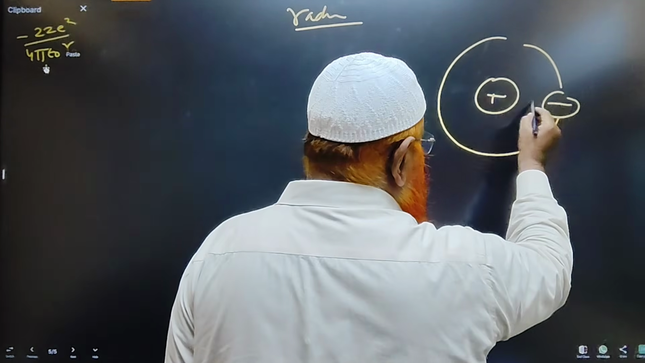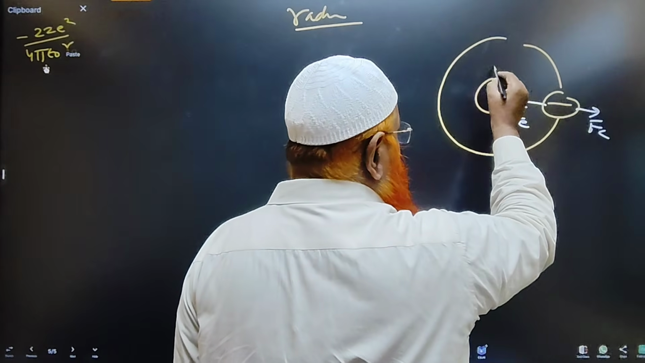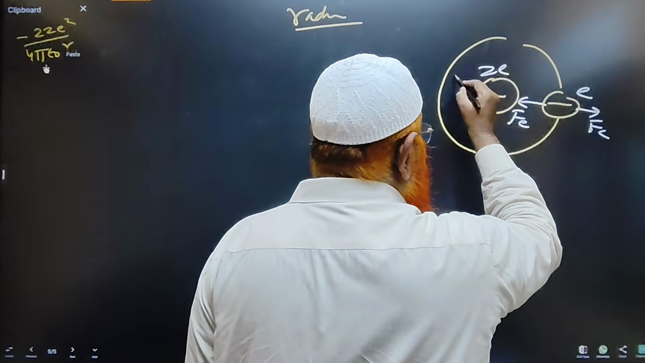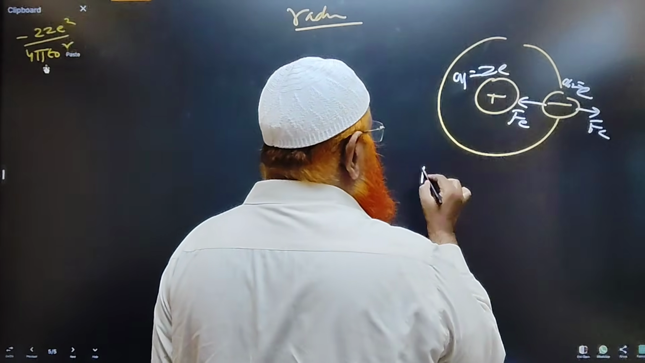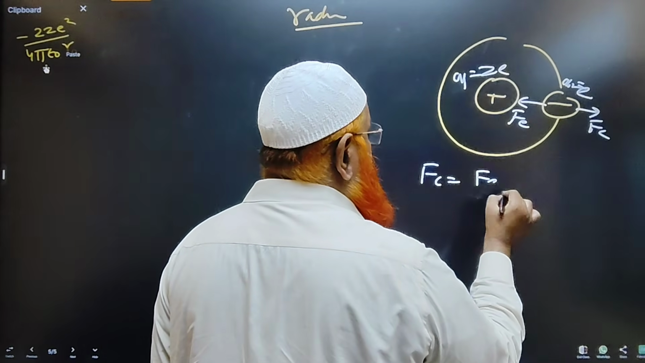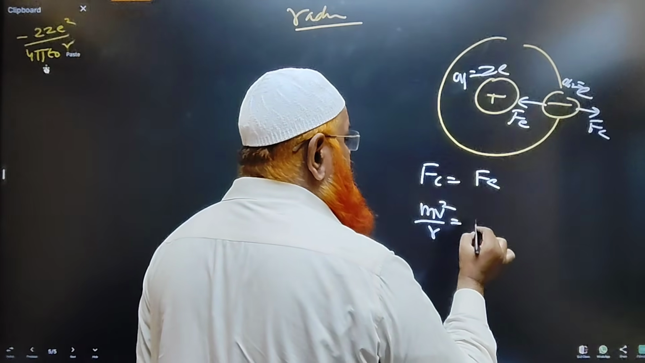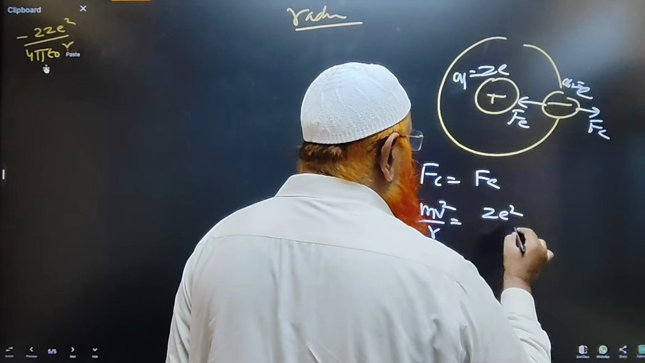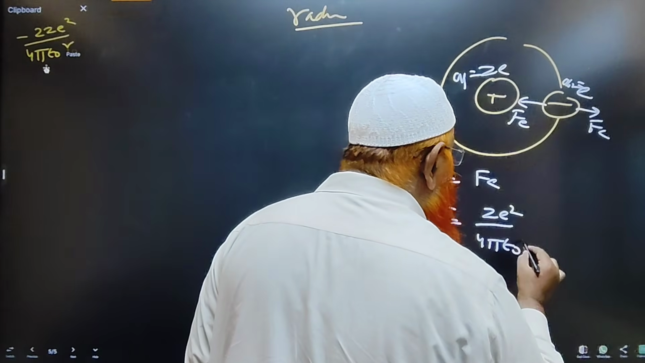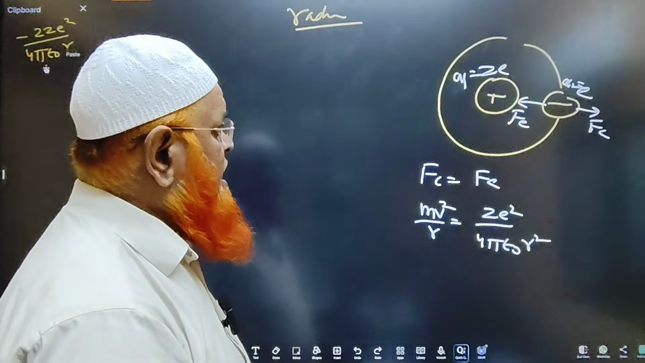Two forces act here. In the E direction, there is the electrostatic force, and away from that, the centrifugal force. This is Ze, this is e, this is Q1, this is Q2. Q2 is equal to e. So centrifugal force is equal to electrostatic force. Centrifugal force is mv square by r. Electrostatic force is Q1 Q2, which means Ze square by 4 pi epsilon naught into r square. Is it okay?